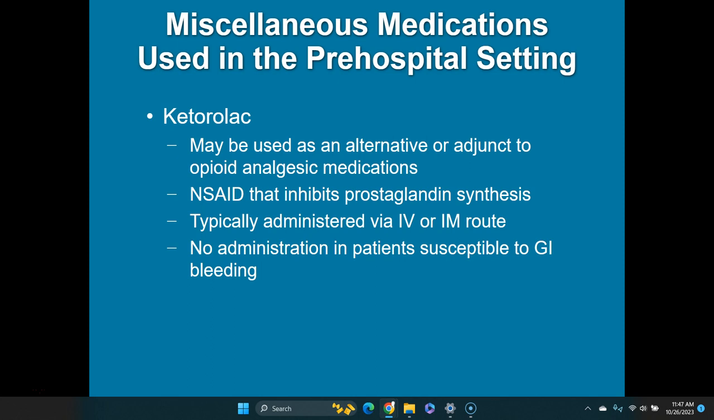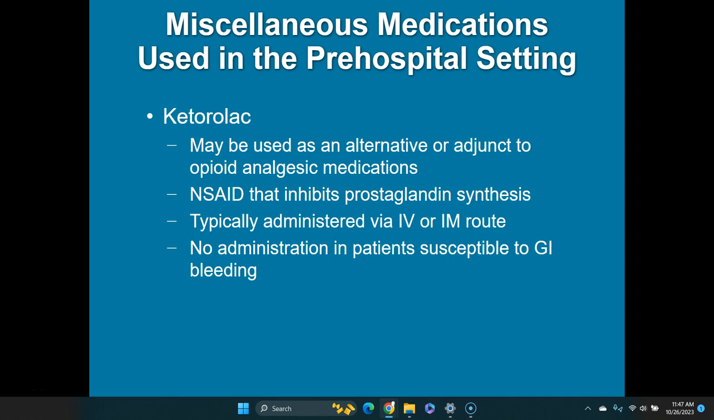Toradol or ketorolac may be used instead as an analgesic. It is not an opioid, it is an NSAID, same family as aspirin, non-steroidal anti-inflammatory drug. It inhibits prostaglandin synthesis, causes analgesia. Give it IV or IM. And you don't want to do it with anybody who's suspected of trauma or GI bleeding, because it is an anti-inflammatory, it's an NSAID. While it's not the same as aspirin in causing decreased platelet aggregation, it can worsen bleeding just slightly. So we just want to avoid it with anybody with trauma or GI bleeding.